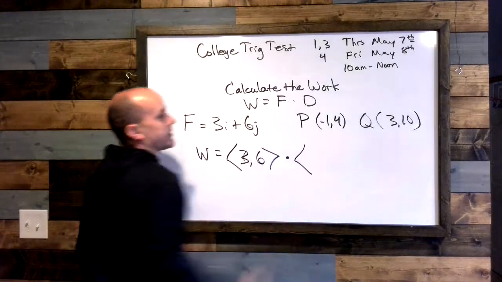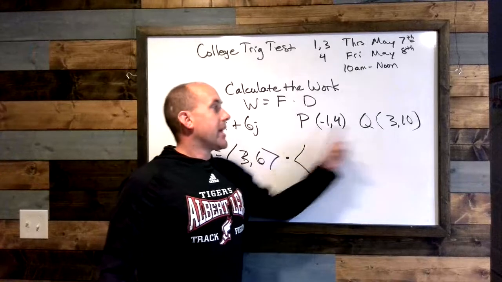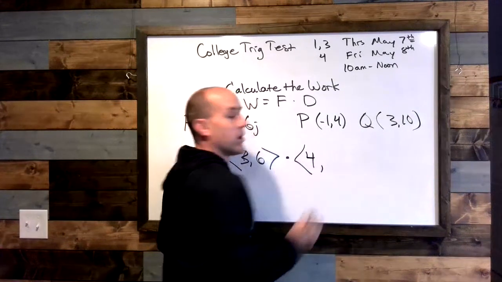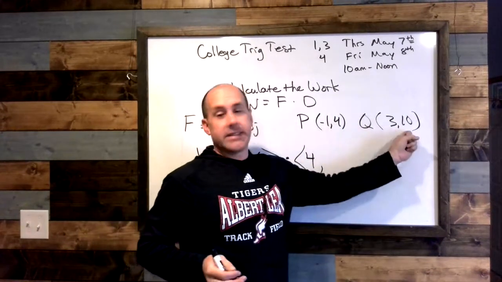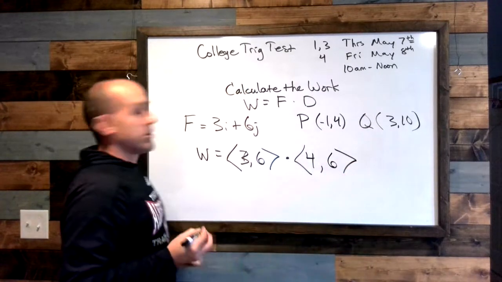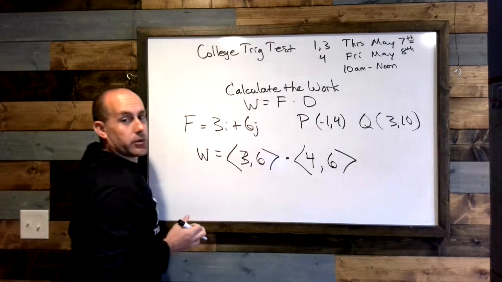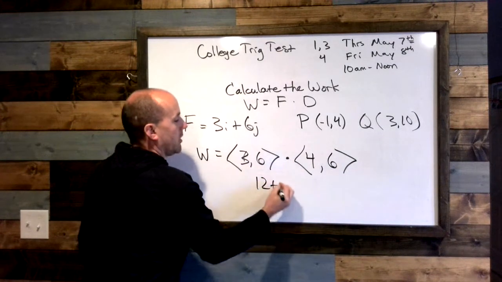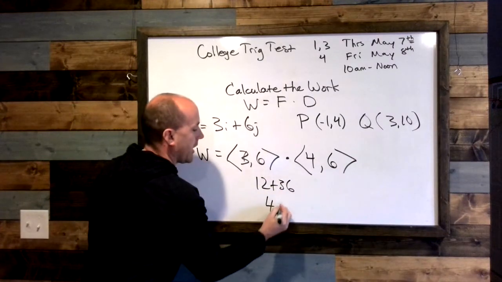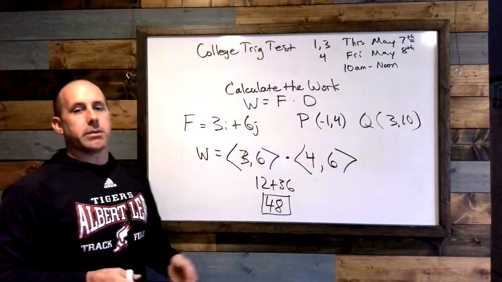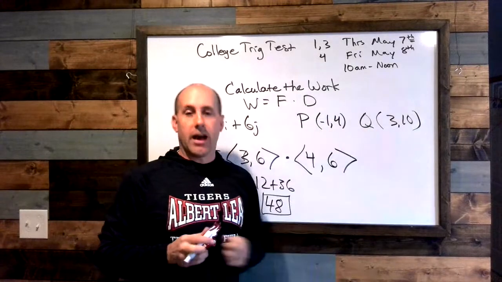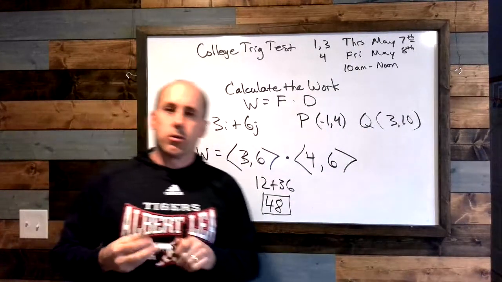And then I need my distance vector. I'm moving it from -1 to 3. So 3 minus -1 is 4. I moved it 4 units horizontally. And I moved it from 4 to 10. So 10 minus 4 is 6. I moved it 6 units vertically. So the amount of work done is the dot product of those vectors. Or 3 times 4 is 12, plus 6 times 6 is 36, and I get a grand total then of 48. 48 units of work is being accomplished in applying that force and moving an object from that location to that location.